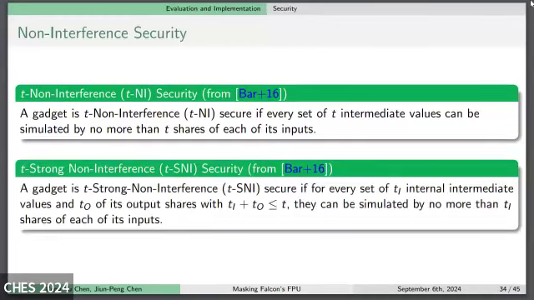And there's a stronger definition called t-strong non-interference, or TSNI. A gadget is TSNI secure if every set of t_i intermediate values and t_o output shares can all be simulated by no more than t_i shares of each of the inputs. So if a gadget is TSNI secure, then we can use fewer shares to simulate the probe values than for a TNI gadget.